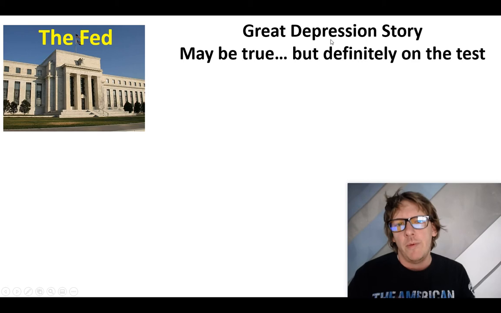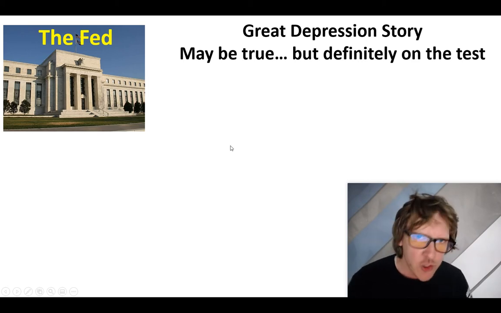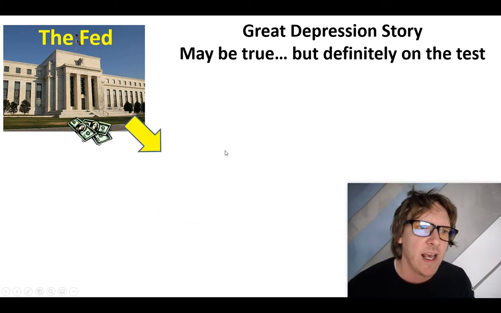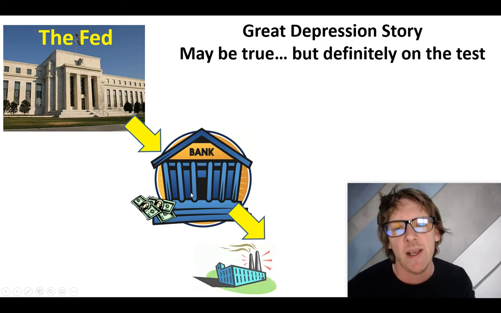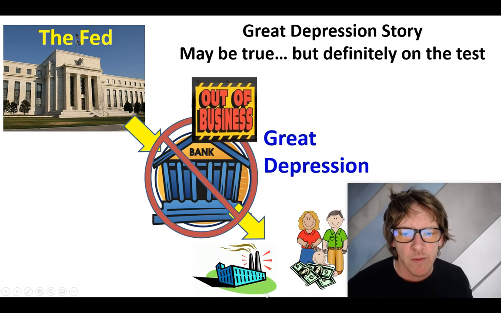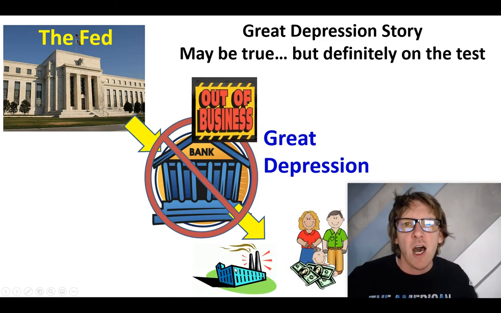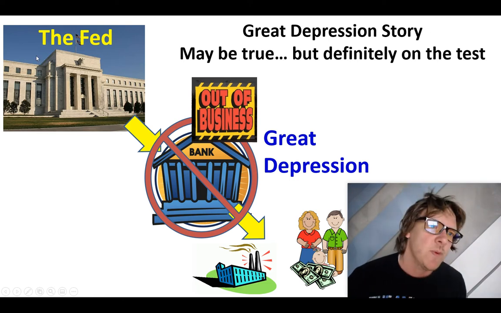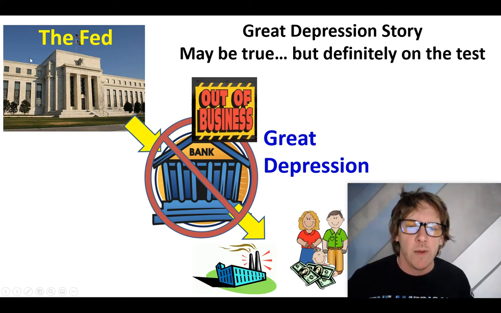So let's go back to the Great Depression story. This one is kind of true. This is more of what's going to be on the AP test. That's that the Federal Reserve loans money to banks. Banks loan money to you. You spend money. This helps create jobs and the economy grows. And it all starts because the good old Federal Reserve is loaning money to banks, blah, blah, blah.